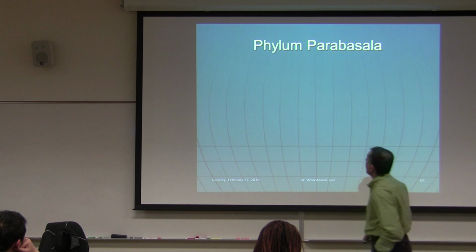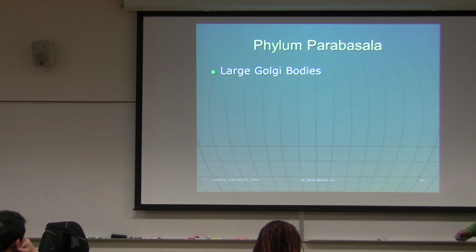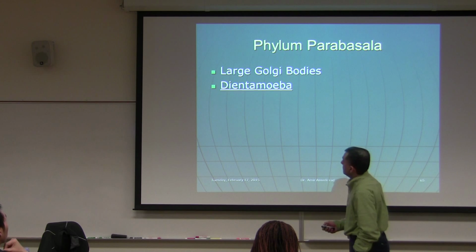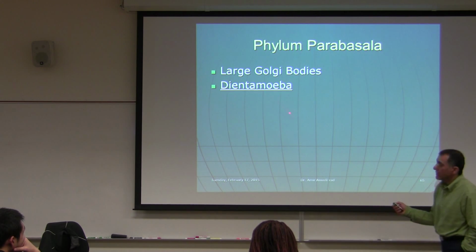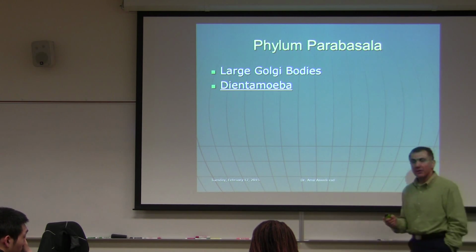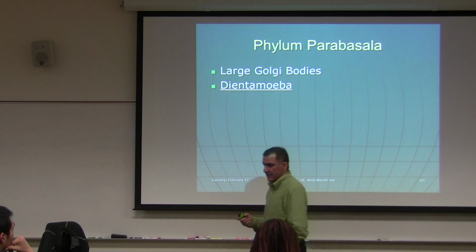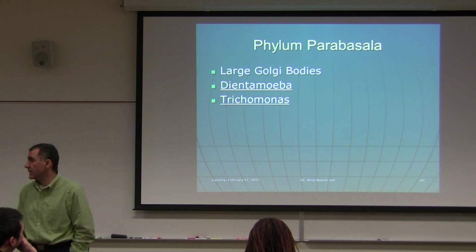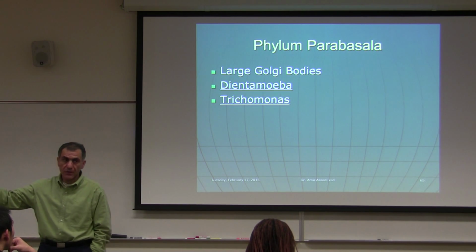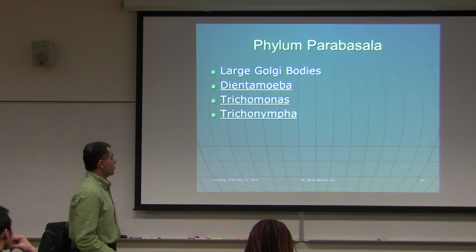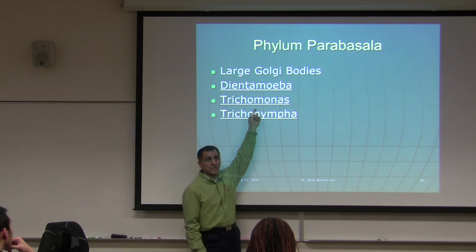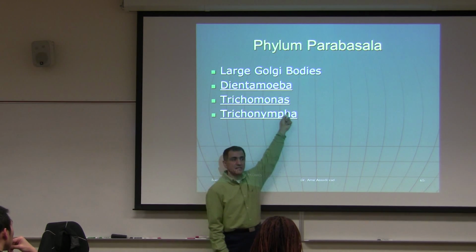Okay, phylum Parabasalia, large Golgi, the opposite of the last phylum we studied. Giant amoeba. You might think this is an amoeba, but no, because of DNA, we talked about this, they decided to put this in a different phylum. Giant amoeba. Trichomonas, you do have a slide of it. Trichomonas vaginalis. And also Trichonympha. Here I did not give you the name of the species, but the name of the genus is there.